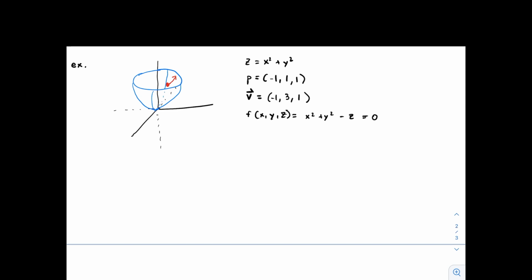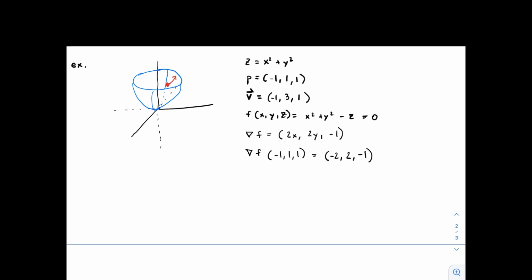The next step is finding the gradient of our function f. The partial derivative of f with respect to x is 2x, the partial with respect to y is 2y, and finally the partial with respect to z is -1. Evaluating our gradient function at the point of interest, (-1, 1, 1), we get the vector (-2, 2, -1).